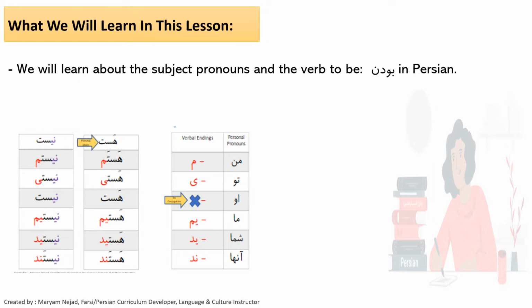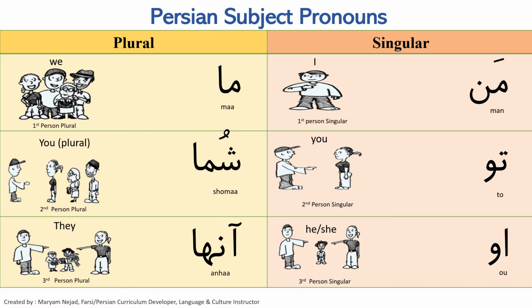In this lesson, we are going to learn about the subject pronouns, and then we are going to learn about the verb to be in Persian. We are going to start the lesson by going over the Persian subject pronouns. So we are going to start on the right side with the singular pronouns: man, to, u, and on the left side, the plural pronouns: ma, shoma, anha.